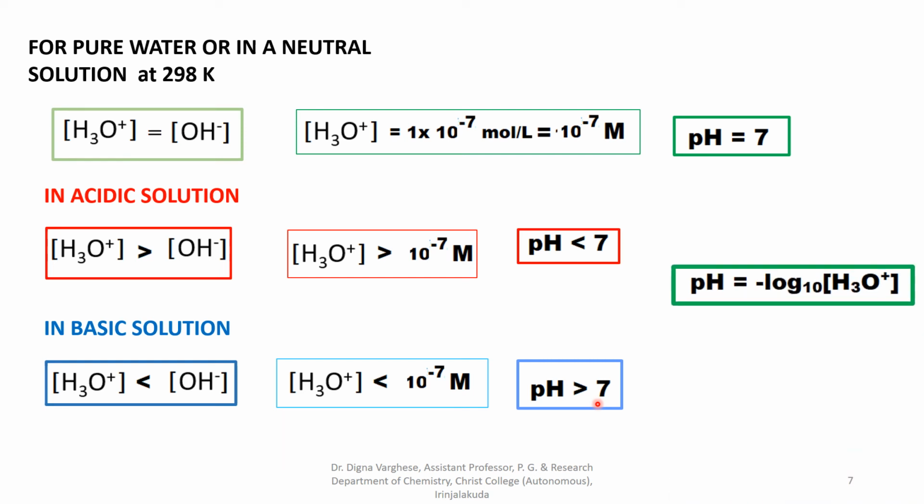Since we calculate pH using the equation pH is equal to minus log to the base 10 of the concentration of H3O plus, it can be easily seen that the concentration of H3O plus is equal to 10 raised to minus pH.